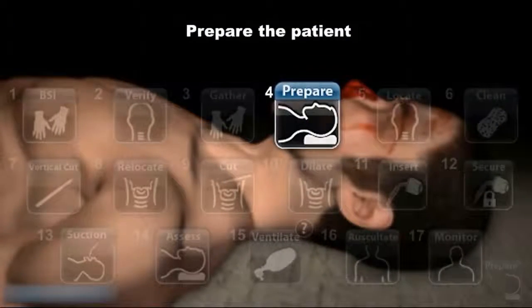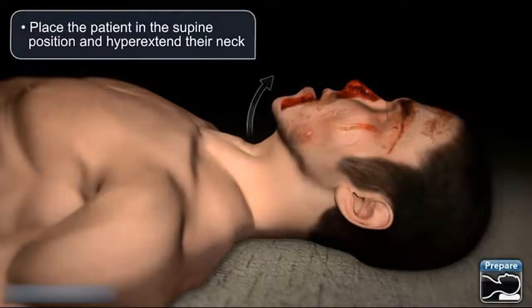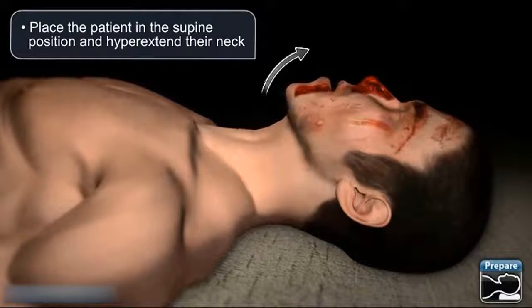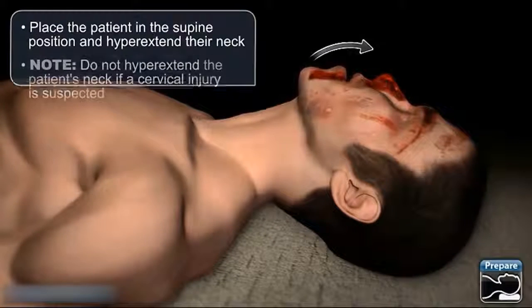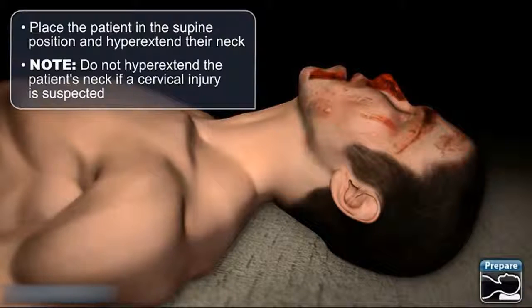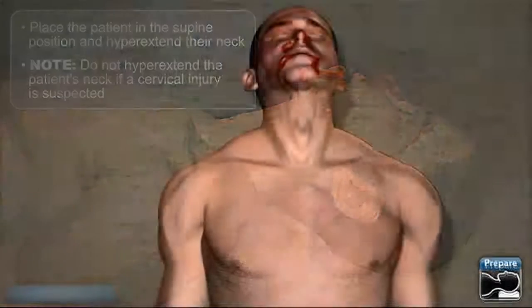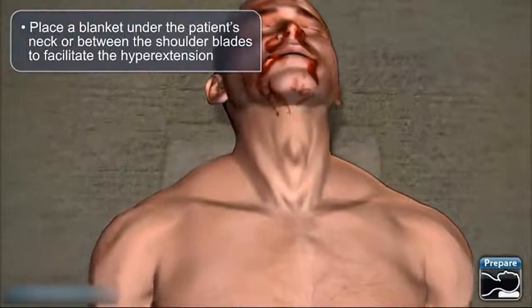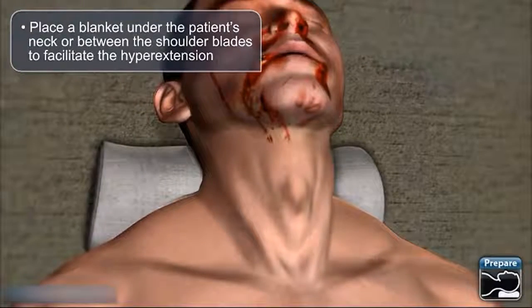Prepare the patient. Place the patient in a supine position and hyperextend their neck. Note, do not hyperextend the patient's neck if a cervical injury is suspected. Place a blanket under the patient's neck or between the patient's shoulder blades to facilitate the hyperextension.